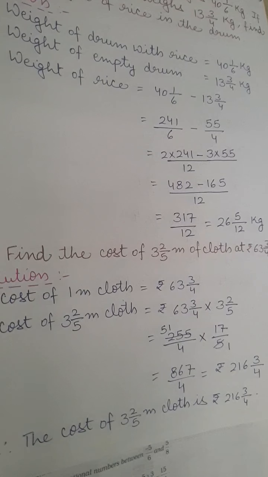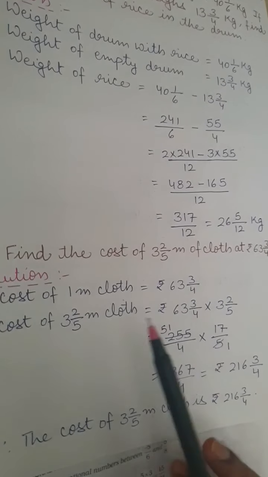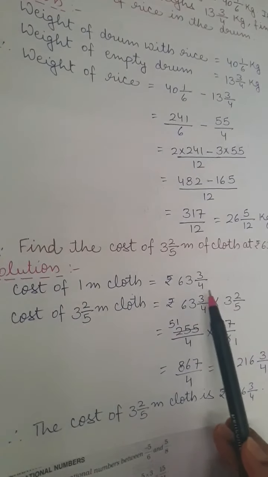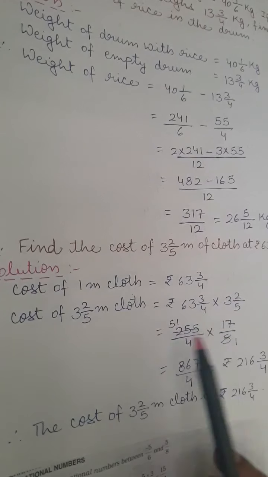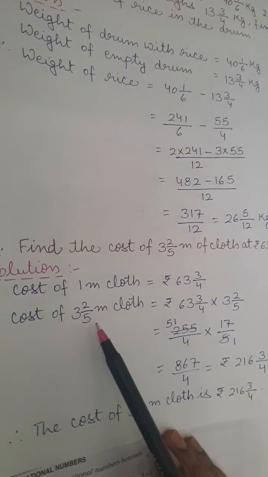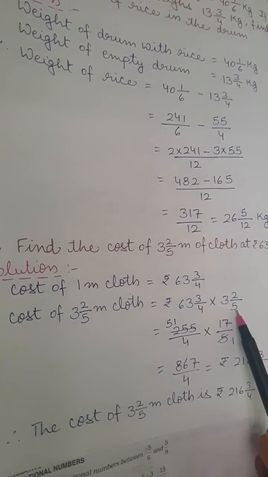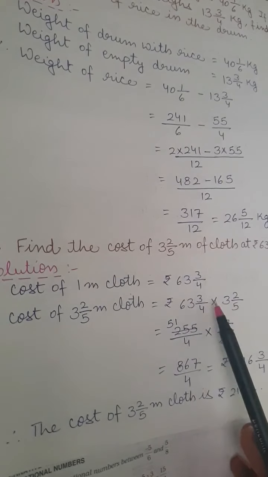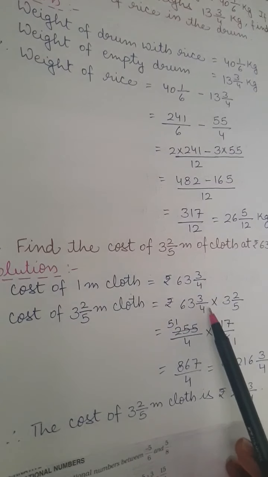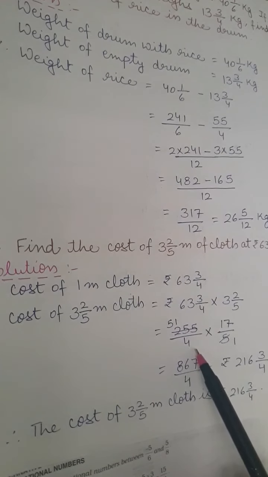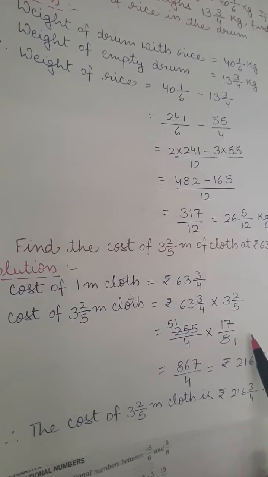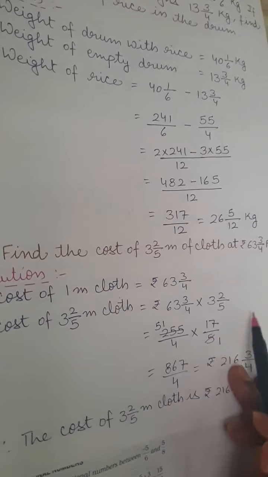You have to multiply the numbers. So here we are doing that. Cost of 1 meter cloth is 63 and 3/4, and we have to find out the cost of 3 and 2/5 meter. So we are multiplying both numbers. Simplify them first of all. 63 and 3/4 when simplified gives 255 upon 4, multiplied by 17 upon 5.